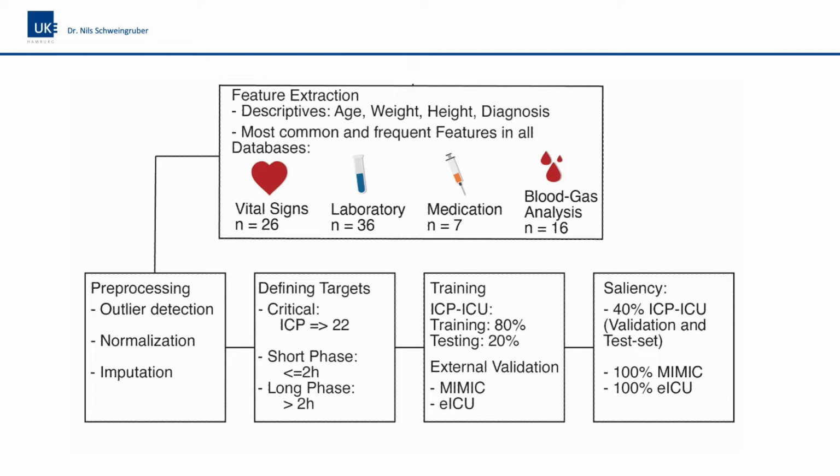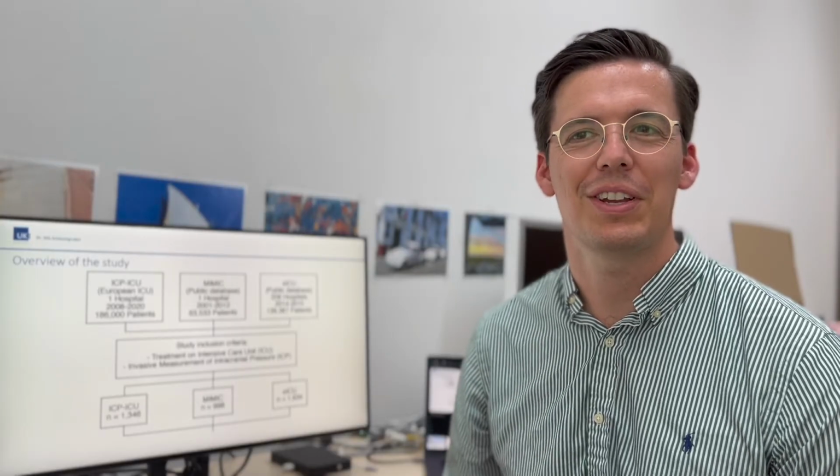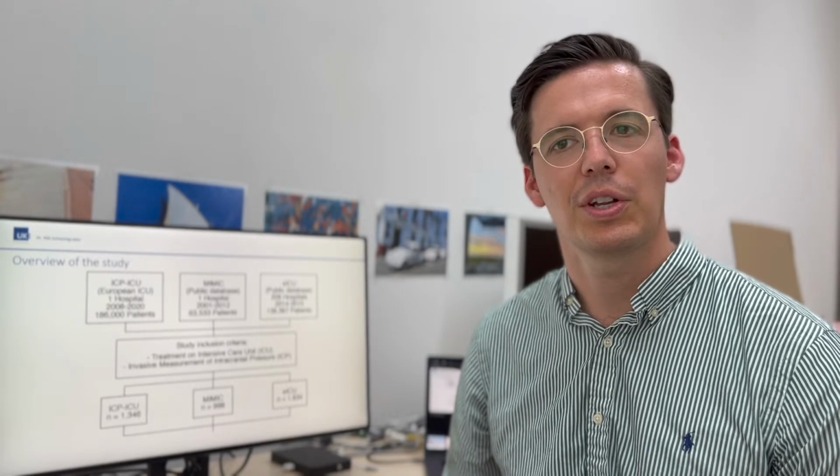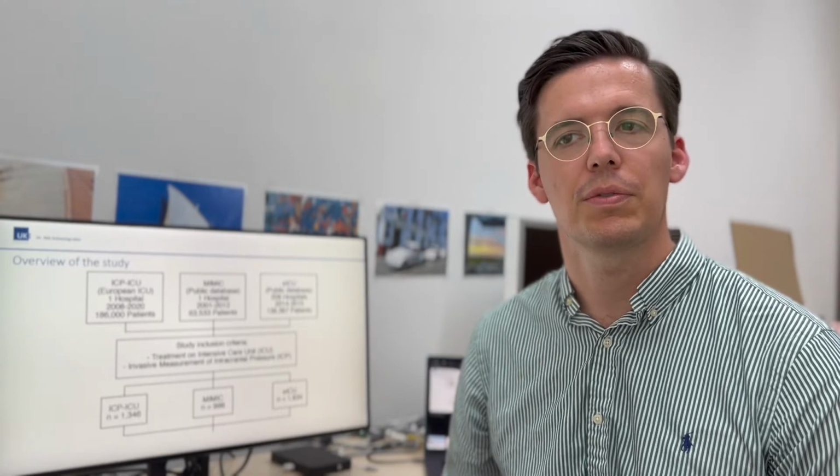An hour was defined as critical when the ICP once rose above 21 mm Hg. Long critical phases were defined as more than 2 hours of sustained ICP elevation. Short critical phases were defined upon 2 consecutive critical hours.